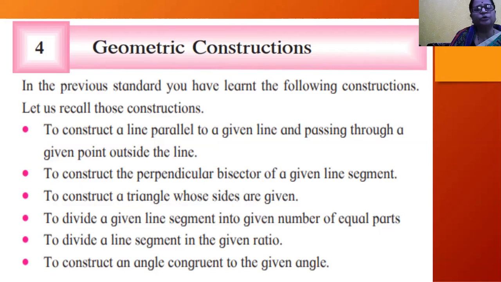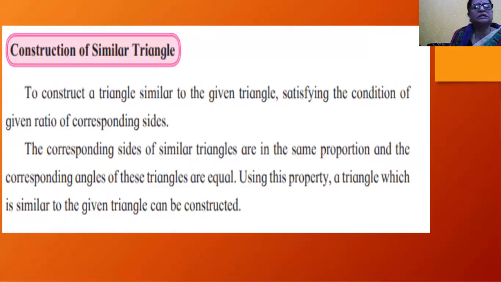Today we are going to study the construction of similar triangles. To construct a similar triangle, the sides must be in a given proportion and their angles must be congruent. With these properties, we are going to construct a similar triangle.